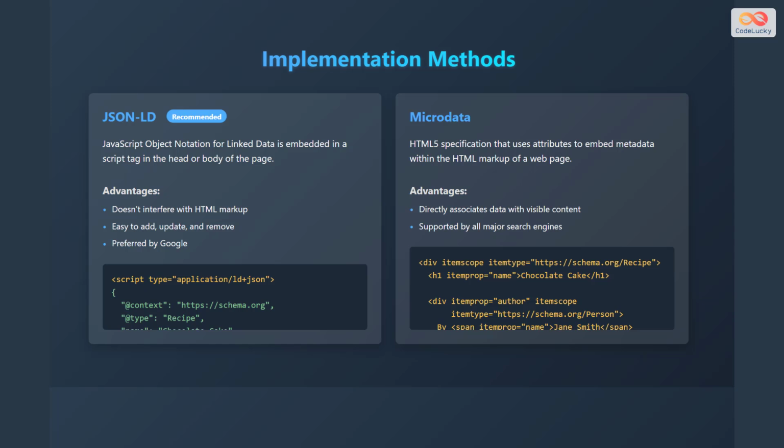Here is an example. In a division tag, the item scope is set, and item type is set to schema.org/recipe. H1 tag has item prop set to name, which is chocolate cake. There is another division tag where item scope is set, and item type is set to schema.org/person. The item prop is name with value Jane Smith. The meta item prop is cook time with content equal to PT1H. The item prop is recipe yield with value 10 servings.